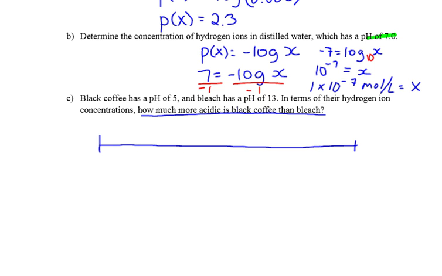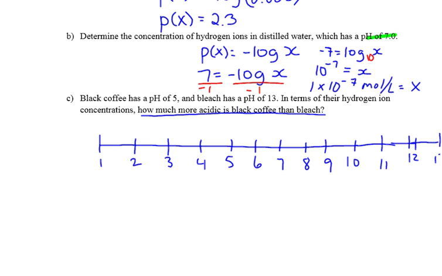One way you could solve this is we have 1, 2, 3, 4, 5, 6, 7, 8, 10, 11, 12, and 13. So one way is we're comparing 5 to 13. And how many spaces is it? 1, 2, 6, 7, 8. Now, would it be 8 times more intense? Or how many times more each space?